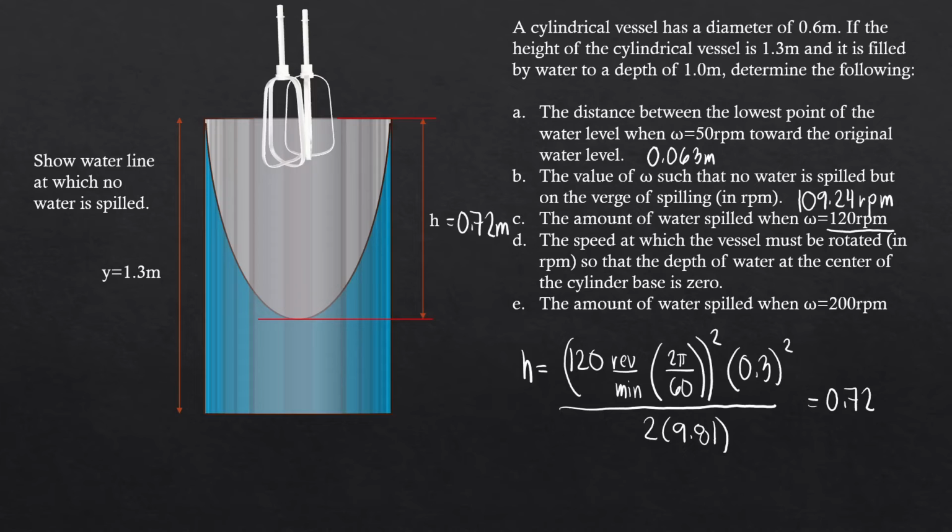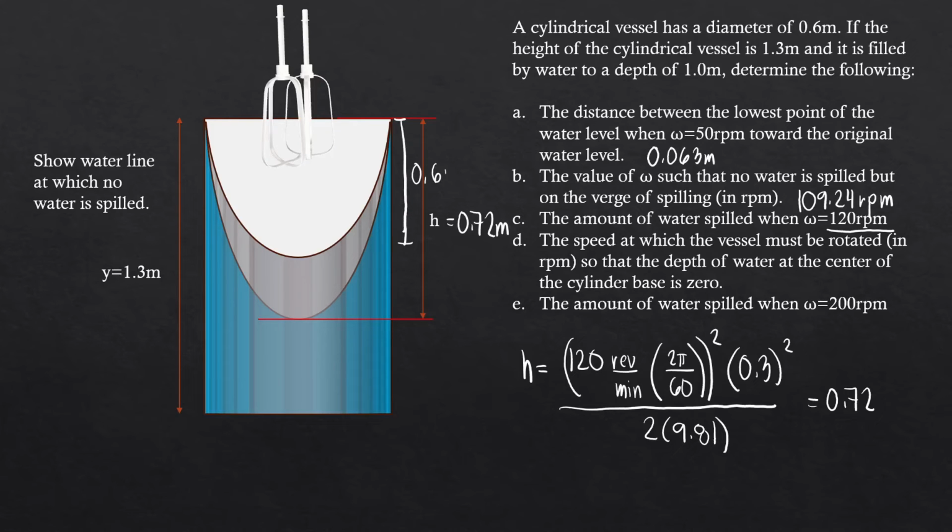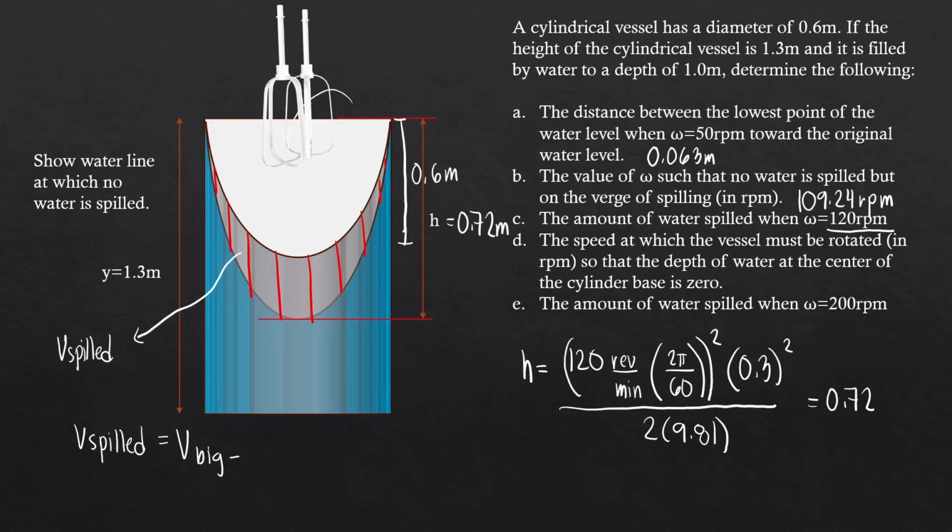However, if we are to show the water line at which no water is spilled, then we have this. Again, the height at which no water was spilled was 0.6 meters, or 2 times 0.3. And so now, the volume spilled is this volume, the one we are shading in red. And so this volume will be the volume of the big paraboloid minus the volume of the smaller paraboloid. And so we have the volume spilled, which is the volume of the bigger paraboloid minus the volume of the paraboloid on the verge of spilling.